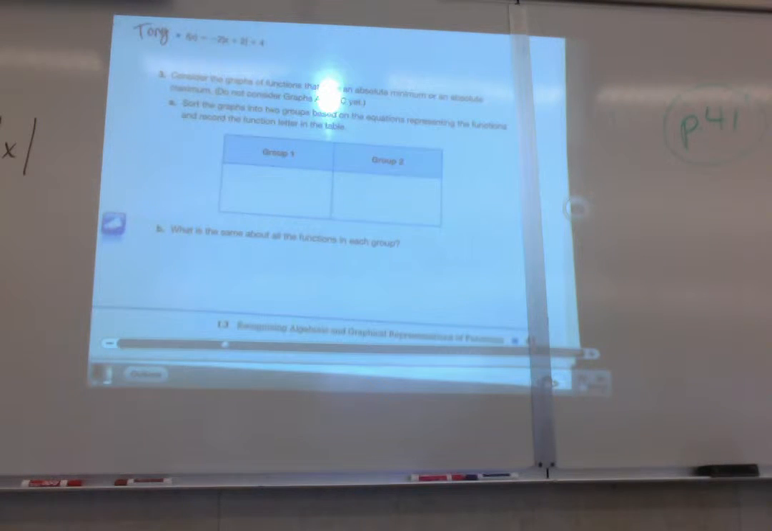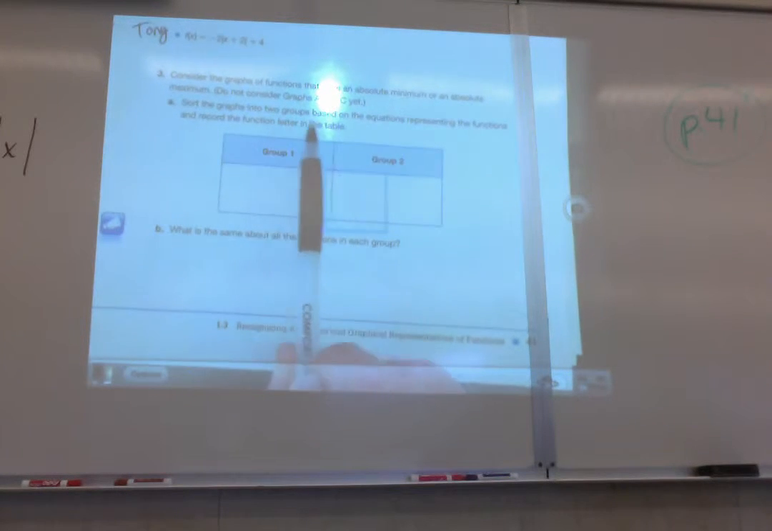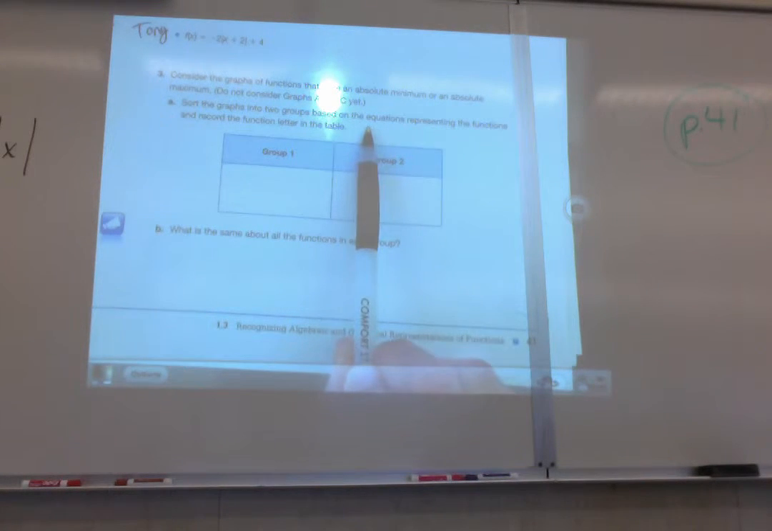Somebody to read. Consider the graphs. Thank you, Jerry. Consider the graph of functions that have absolute minimum or absolute maximum. Do not consider the graphs A and C here. Okay, it says take A and C and put them away. We're not using those. So looking at the ones that we have, sort the graphs into two groups based on the equations representing the functions, and record the function letter on the table.